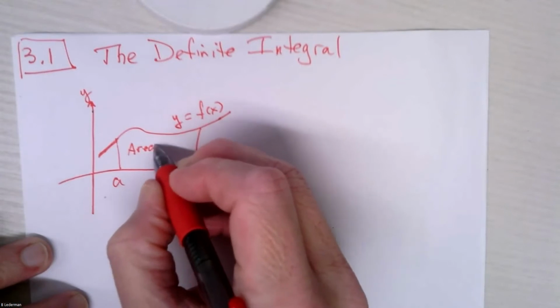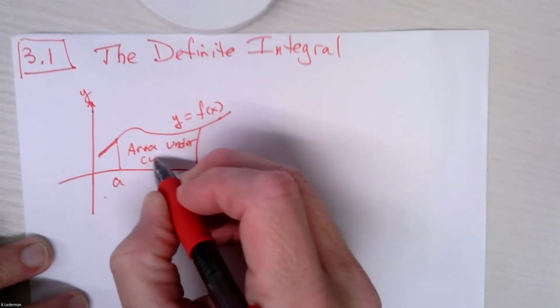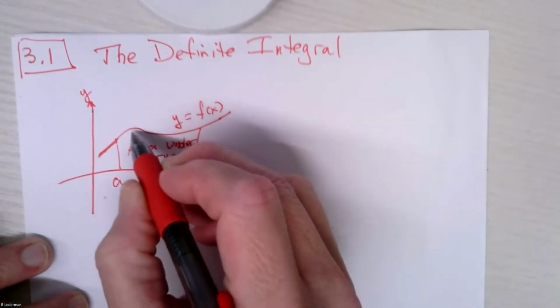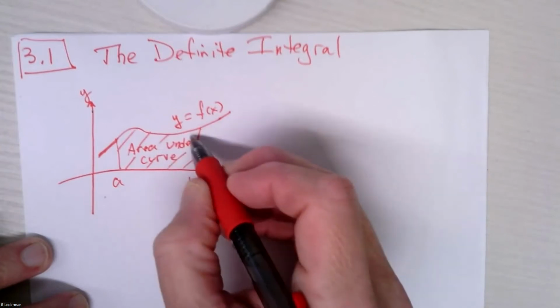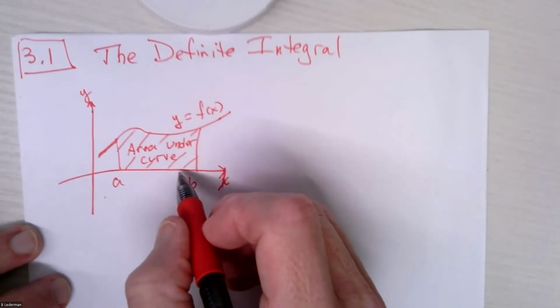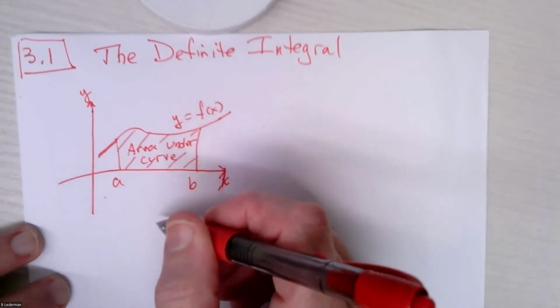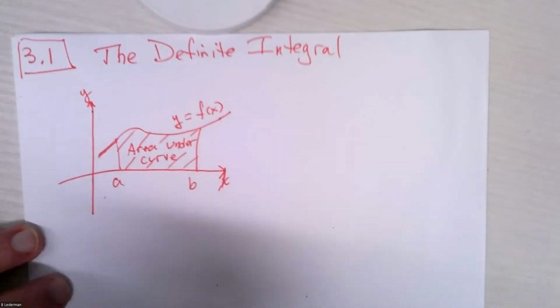The area under the curve. That's this area right here. And by the way, when I say under the curve, I mean between the curve and the x-axis. Because if I would say under the curve, that could go down infinitely forever. I'm just talking between the curve and the x-axis.